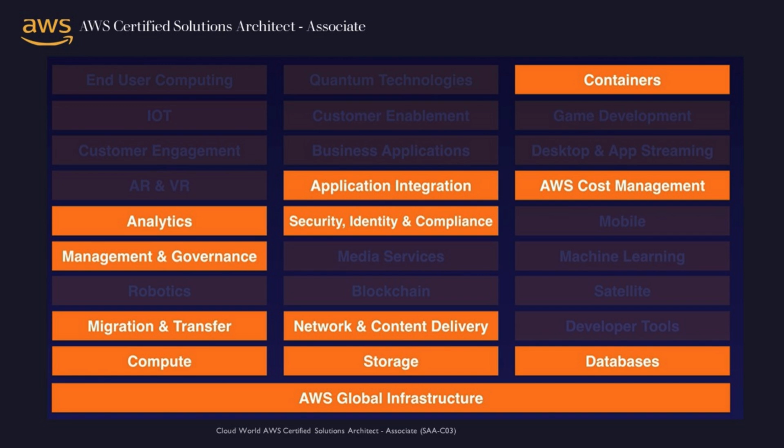You also need to know migration and transfer, network and content delivery, a little bit of management and governance, analytics, security, identity, and compliance, which is the very first service we're going to cover off in the next section. We then have application integration, AWS cost management, and containers. You don't need to know things like quantum technologies or satellite or blockchain or robotics. That's just not covered in the Solutions Architect Associate exam.